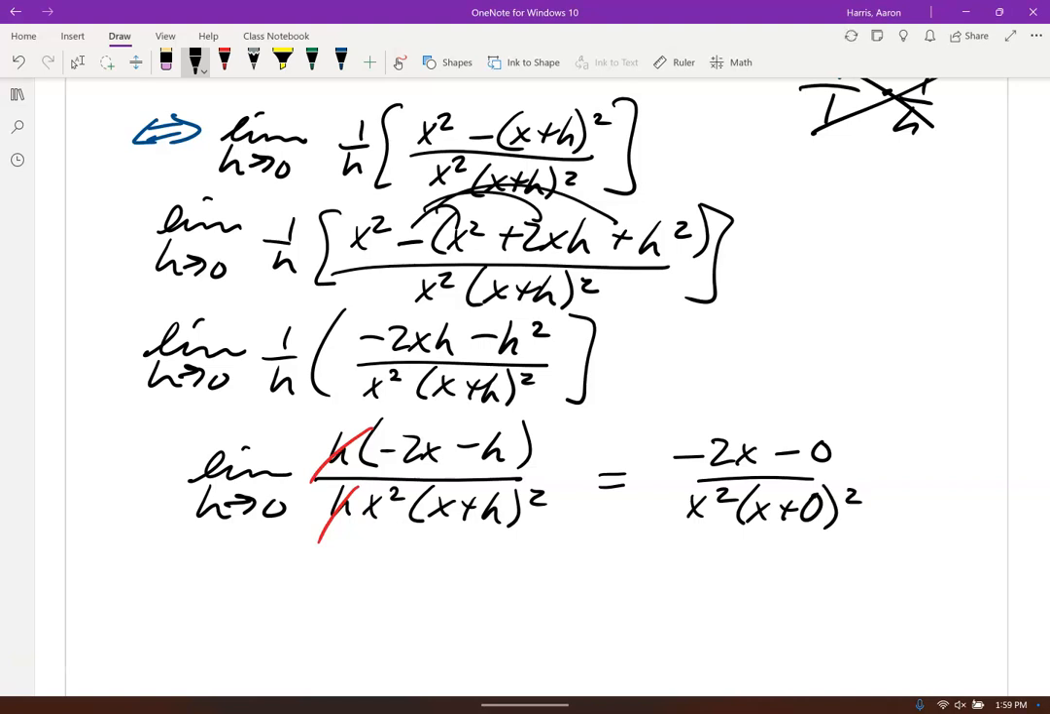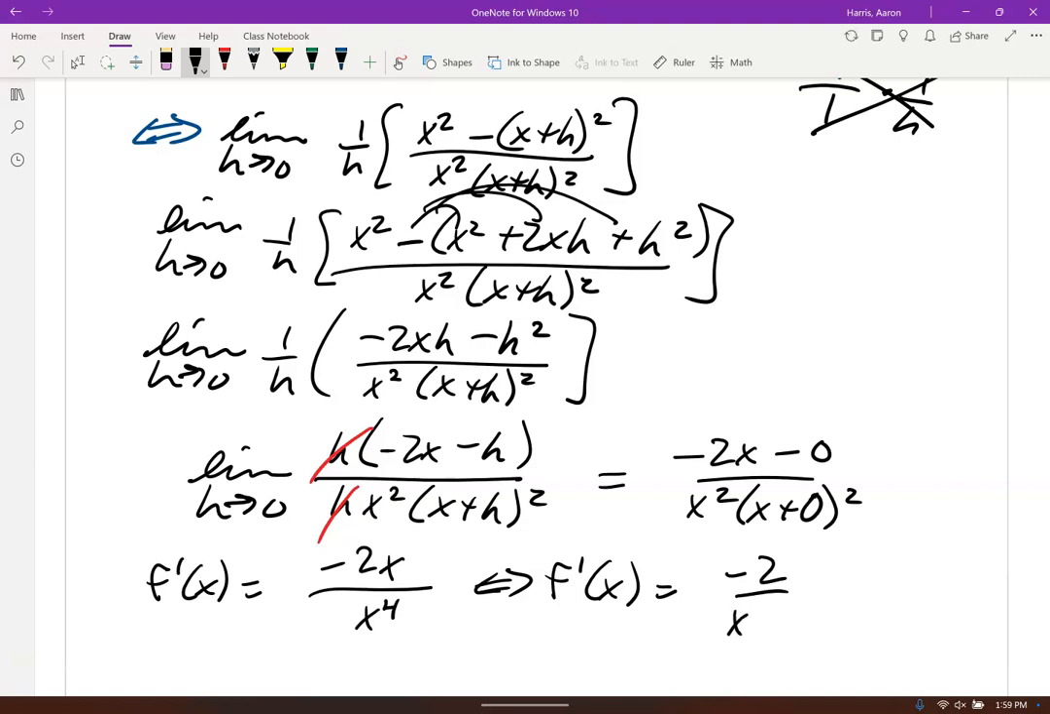And so we got negative 2x over x squared times x squared, x to the 4th. So we got negative 2 over x to the 3rd.